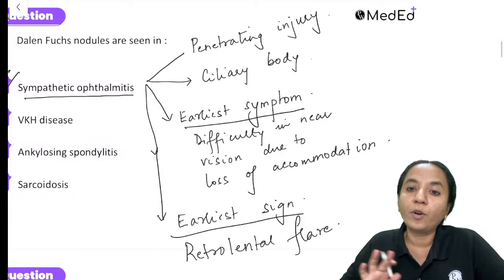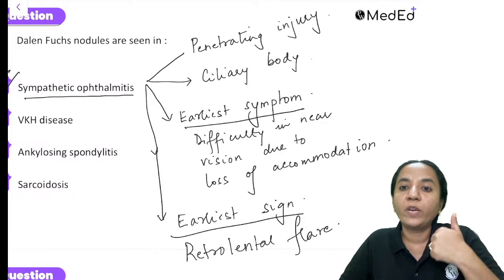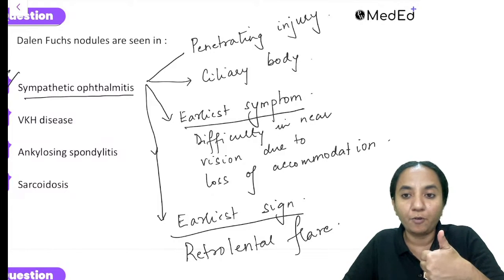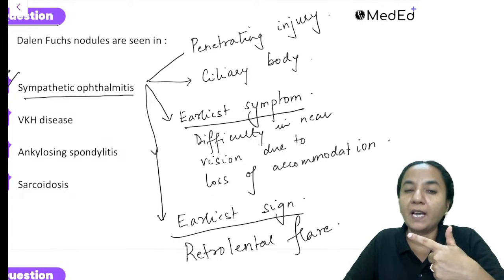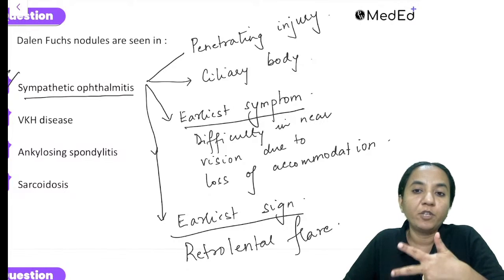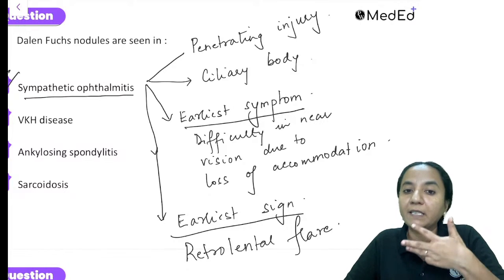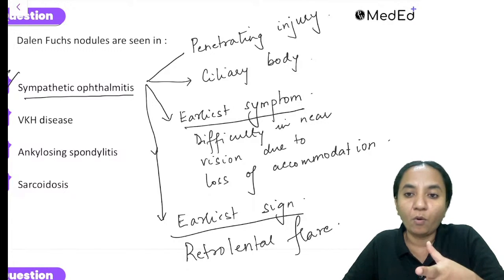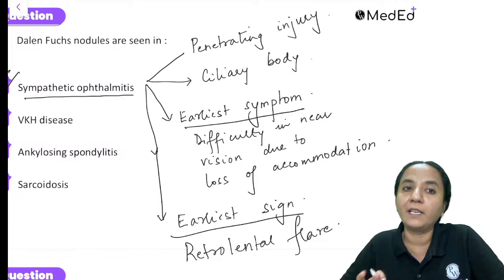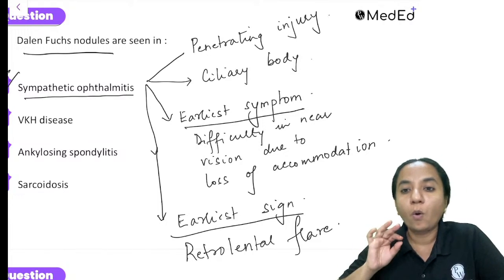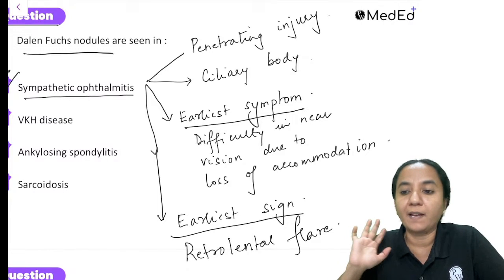So I'll just go over all the MCQs once again. Which type of trauma causes sympathetic ophthalmia? The answer is penetrating trauma. Trauma to which part of the eye? Answer is ciliary body. Earliest symptom, difficulty in near vision due to loss of accommodation. Earliest sign, retrolental flare. And what do you see in the choroid? You see large granulomatous lesions in the choroid, which are called Dalen-Fuchs nodules. All these have been asked and can be asked again.